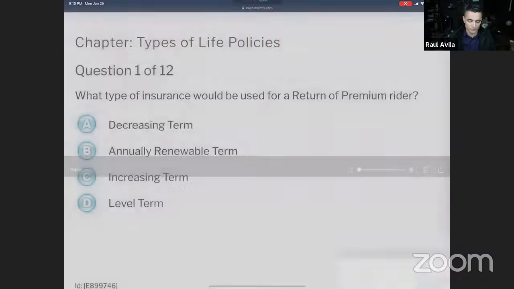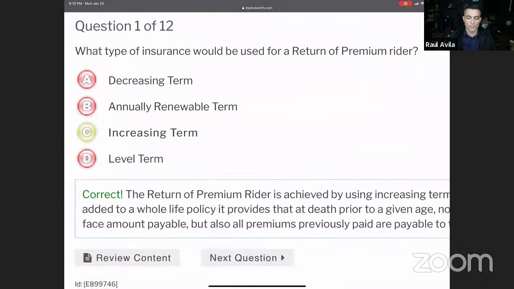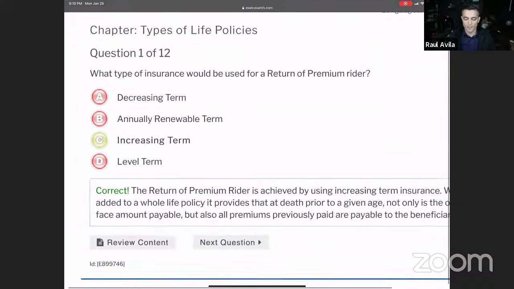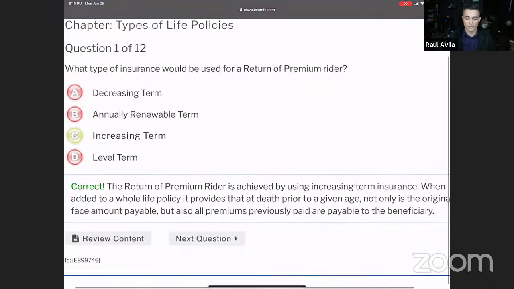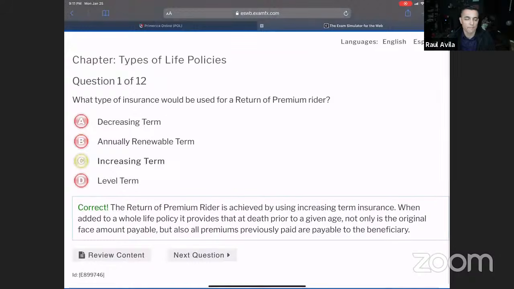So let's go to the next one. If you want to screenshot the rationale, not a bad idea. You should screenshot the rationale all the time. All right. Sounds good, guys. So let's go to the next one.